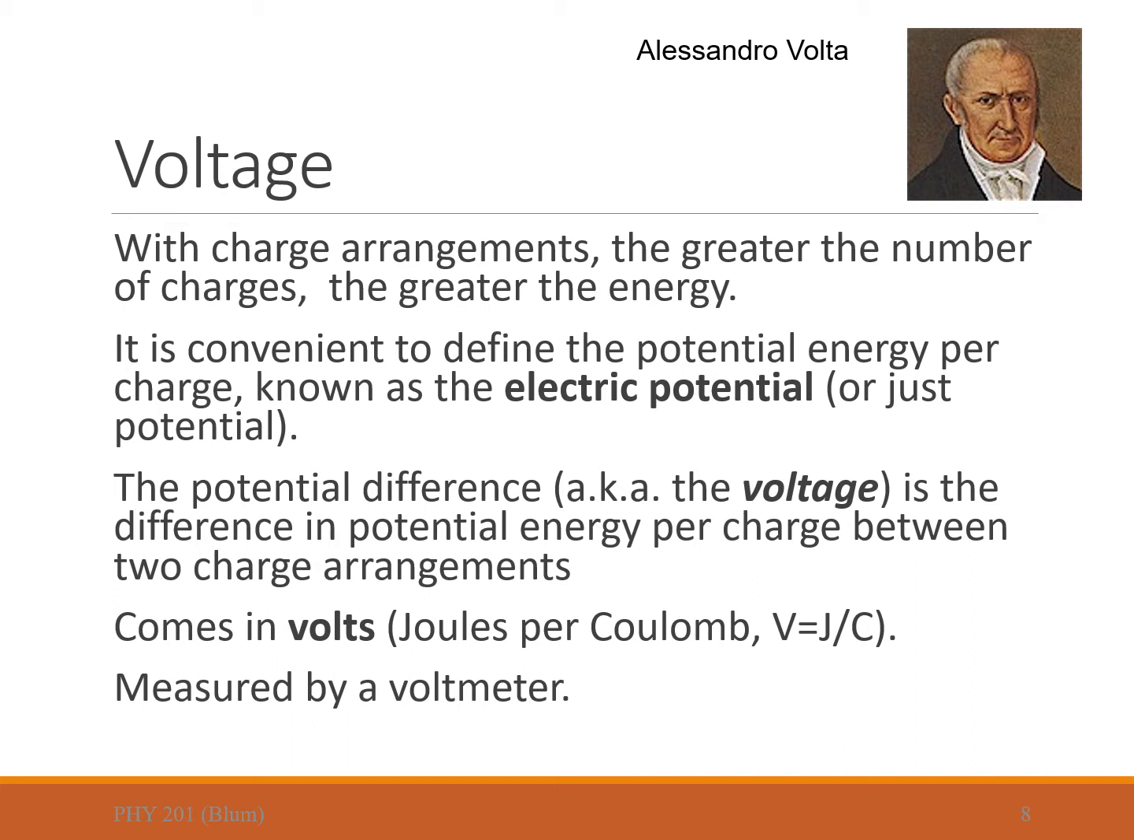And so it is the difference in the potential energy per charge between two charge arrangements. This comes in volts. And since it's energy per charge, it is a unit of joules per Coulomb, or J divided by C. And this term is, again, a volt, and is named after Alessandro Volta. And now we see our common unit that we know describes a battery. And finally, the instrument that will measure a voltage is a voltmeter.